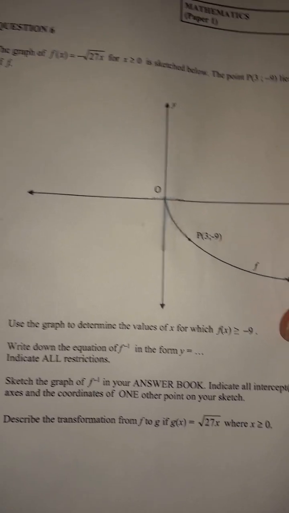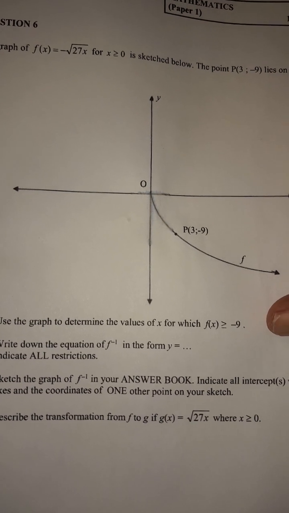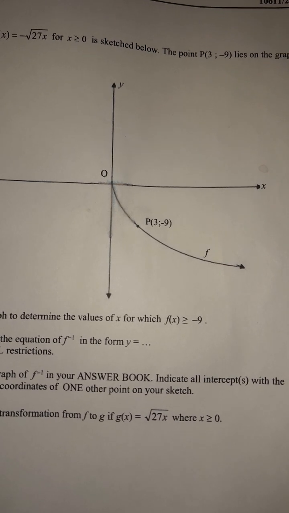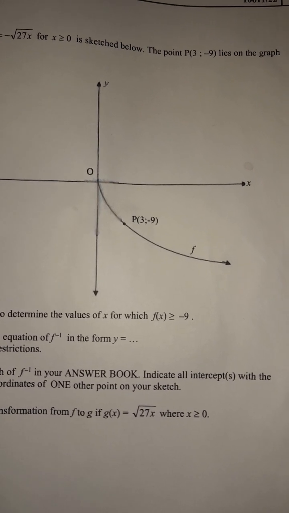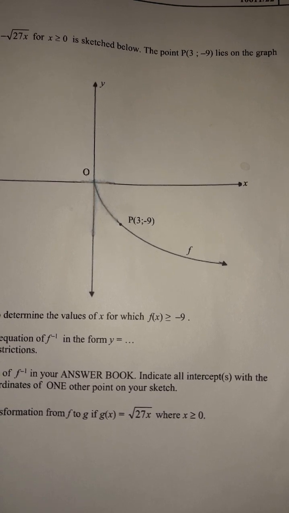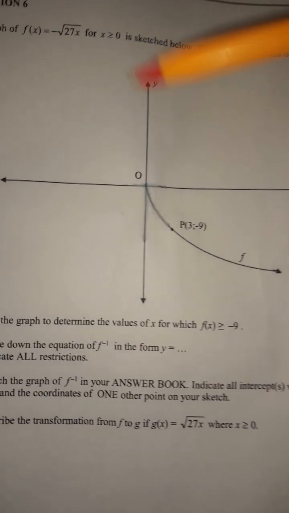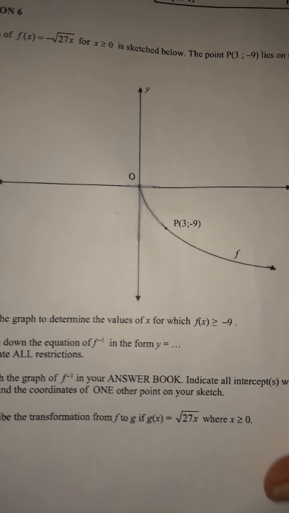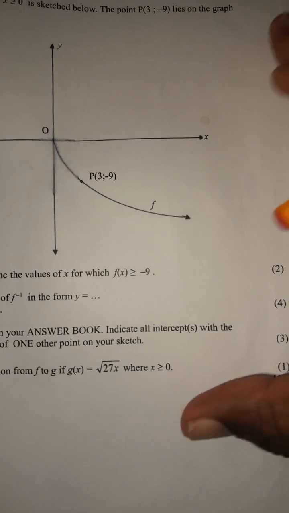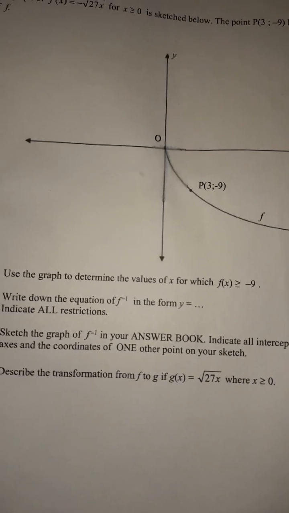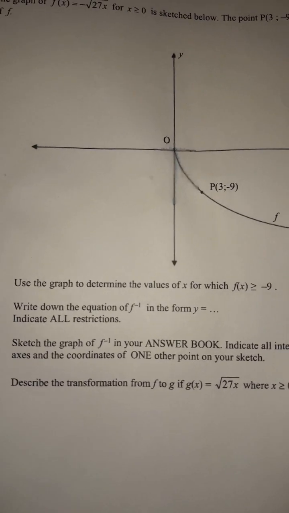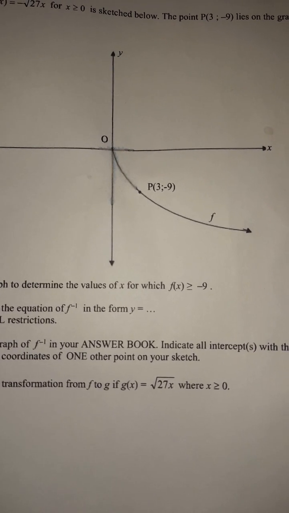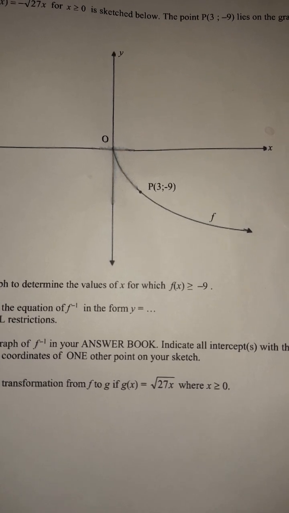So we are given the graph of f(x) = -√(27x) for x > 0, sketched below. There's a point (3; -9) that lies on the graph. Then we also have another point here at the origin, (0; 0). So here's a part that's 2 marks. We need to use the graph to determine the values of x for which f(x) is greater than -9.